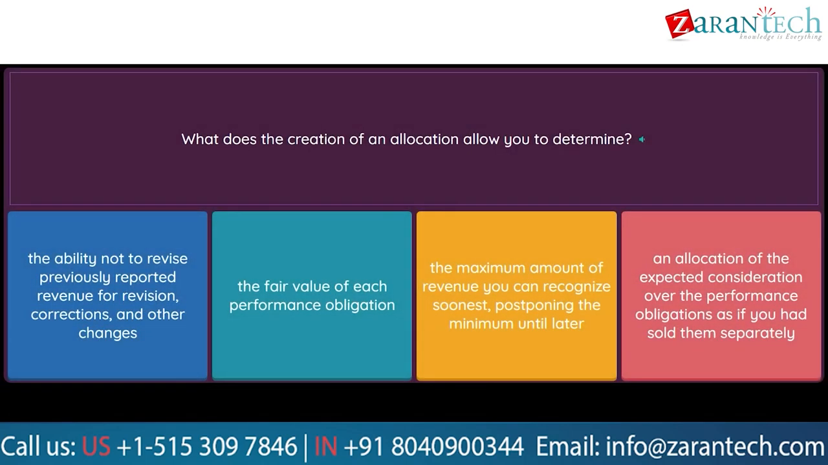Question: what does the creation of an allocation allow you to determine? Option 1, the ability not to revise previously reported revenue for revisions, corrections, and other changes. Option 2, the fair value of each performance obligation. Option 3, the maximum amount of revenue you can recognize soonest, postponing the minimum until later. Option 4, an allocation of the expected consideration over the performance obligations as if you had sold them separately.